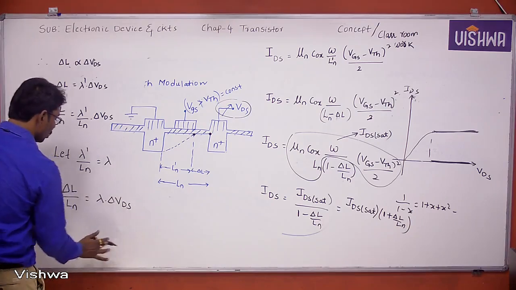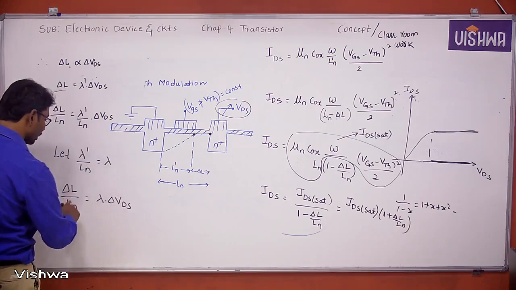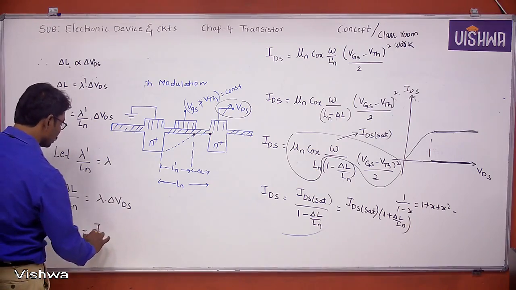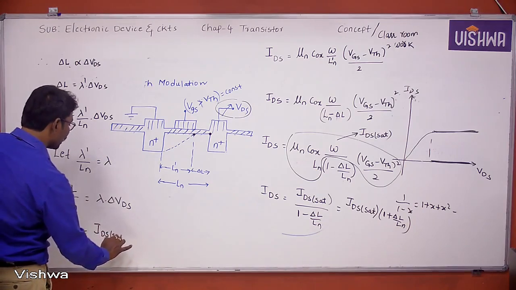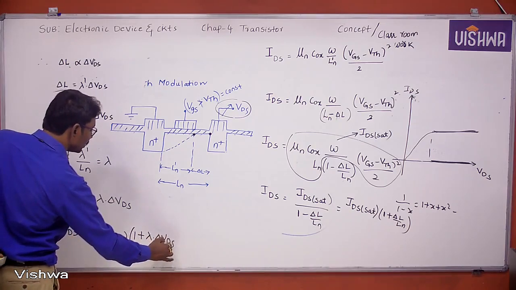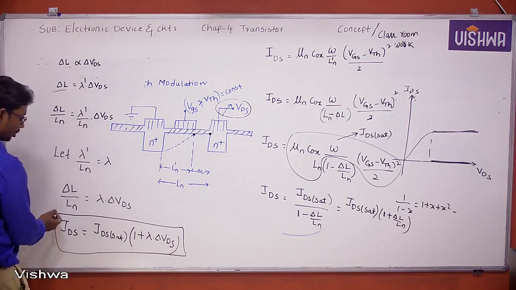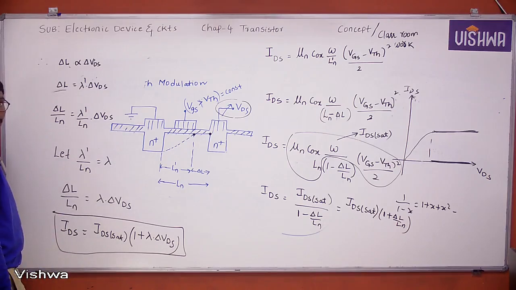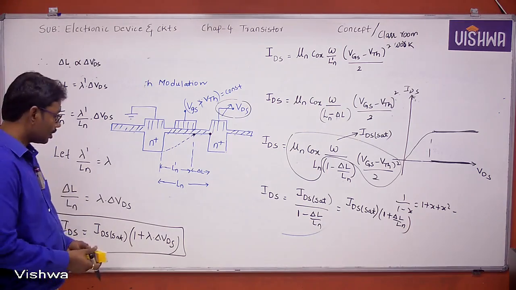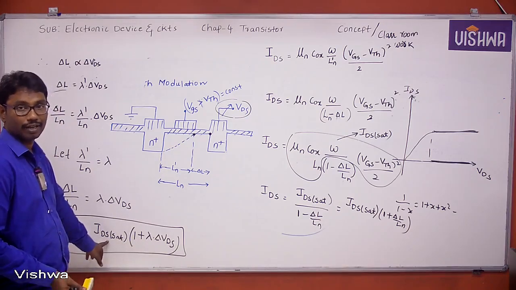Right. Now what is the current equation here? Substitute this lambda into delta VDS for delta L by Ln. Then what is the current equation? IDS is equal to IDS of sat into 1 plus lambda into delta VDS. Yeah, this is the current equation with channel length modulation. For example, if channel length modulation is negligible, that means we can consider lambda is 0. Then what is the current IDS value? IDS equal to IDS of sat.